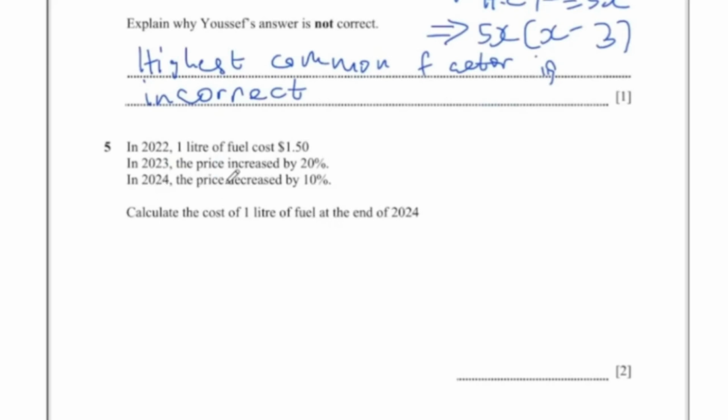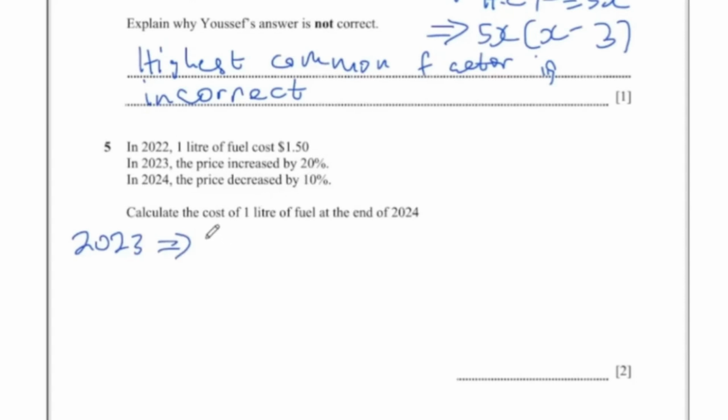In 2023, the price increased by 20%. In 2024, the price decreased by 10%. Calculate the cost of 1 liter of fuel at the end of 2024. So at the end of 2023, this is what happens. The price increases by 20%.